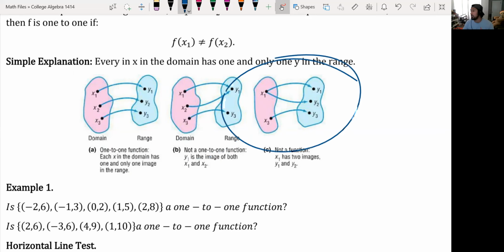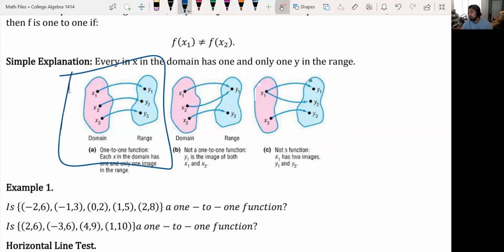And the third glob is just not a function at all, because now we see that one x value has two y values. Now that's just greedy. And since that's greedy, we can't have a function. So to not be a function means that one x value has multiple y values. So that is the definition of not a function. Okay, but just remember, today is all about one-to-one functions. Every single x has to have its own y value.